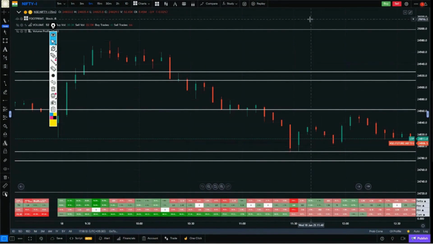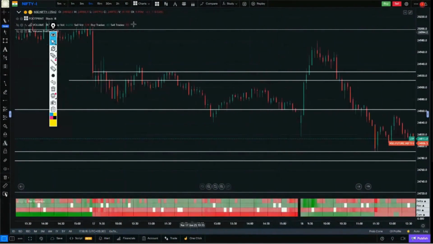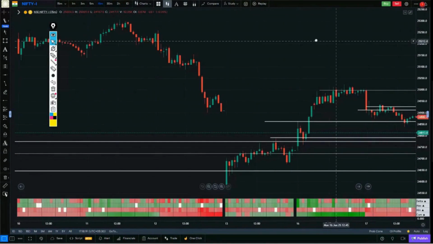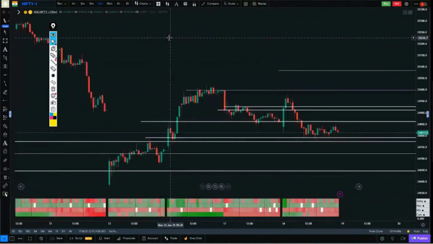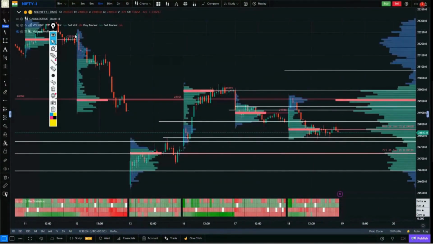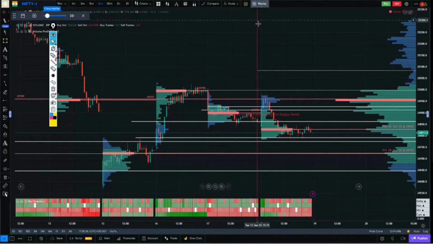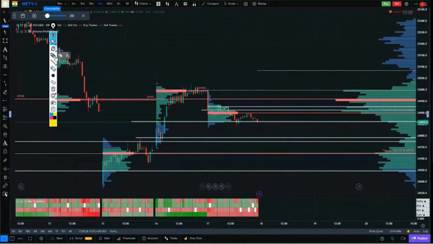Okay, so now let's see what happened in Nifty today and how things unfolded. Before looking at the order flow movement in Nifty, let's first see what kind of confirmations the Nifty volume profile had given us in the last few sessions. Okay, this is tomorrow's market.